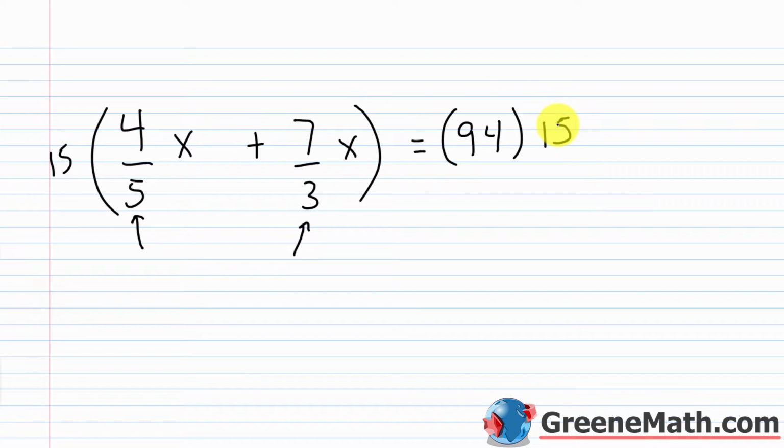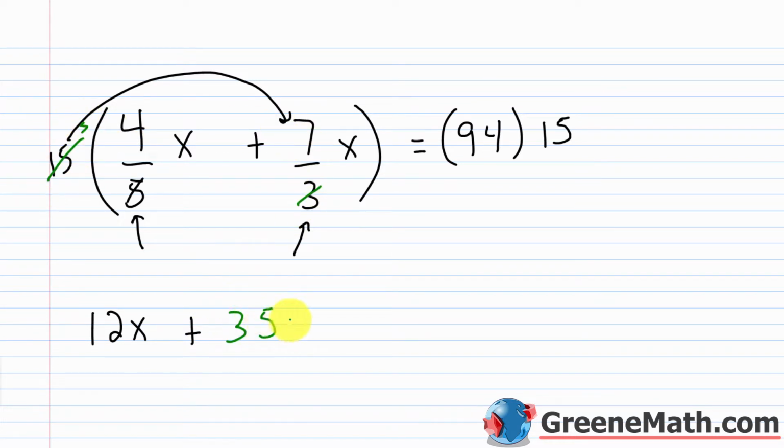I can multiply both sides of the equation by the same non-zero value, and I'm not going to change the solution. If I multiply 15 times 4/5, the 15 would cancel with the 5 and give me a 3. 3 times 4 is 12, so this would be 12x. We would do that again over here. Plus the 15 would cancel with the 3 and give me a 5. 5 times 7 is 35, so it would be 35x. And this equals 94 times 15, which would be 1,410.